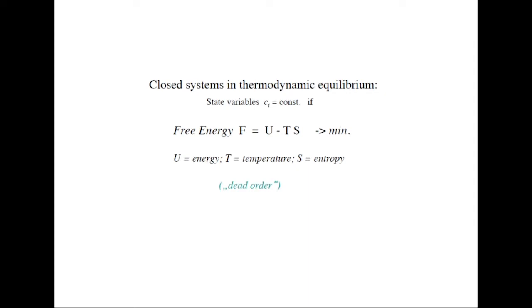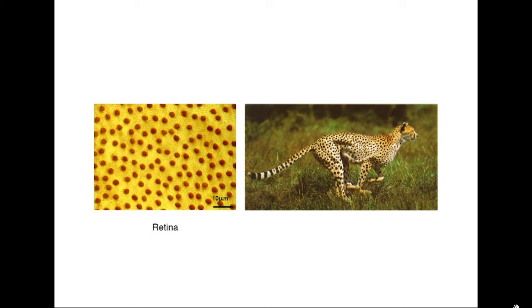However, there is another kind of order if you look around in nature. And this is shown here. This is a larger scale now, the retina, these elements of your eye on the 10 micrometer scale, or the pattern of such an animal, also on a macroscopic scale, order formation. And it's not only spatial order, there's also a temporal evolution of the order.